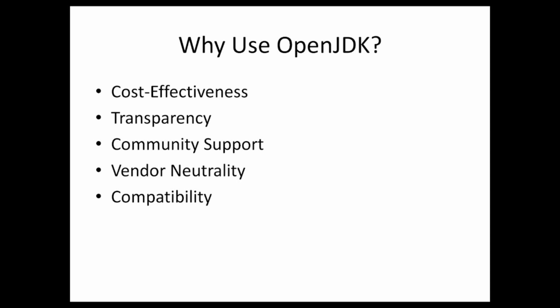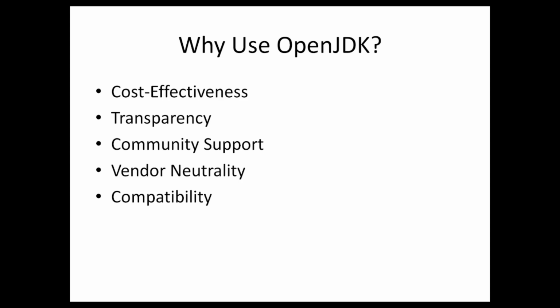The second point is transparency. Being open source, OpenJDK allows developers to review and modify the source code, enhancing trust and customization. The third point is community support. OpenJDK benefits from a large and active community that contributes to its development and maintenance. The fourth point is vendor neutrality. It's not tied to any single vendor, allowing organizations to avoid vendor lock-in.